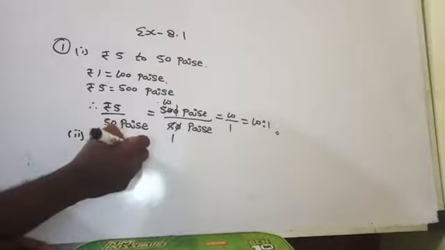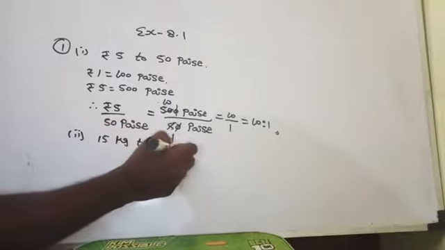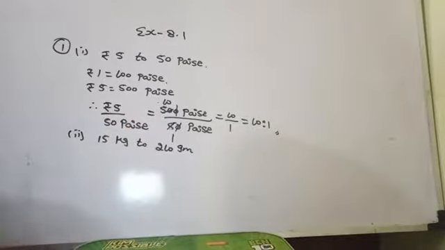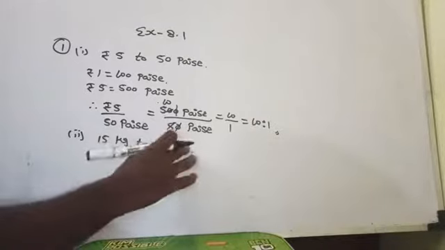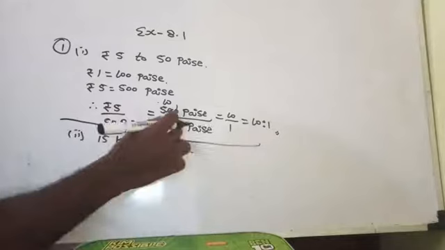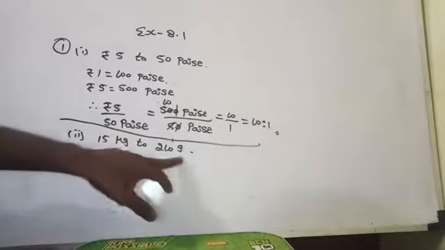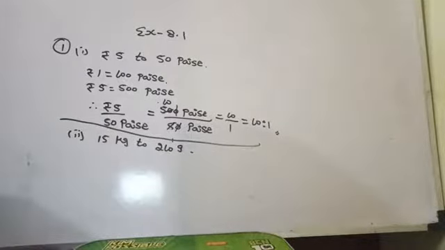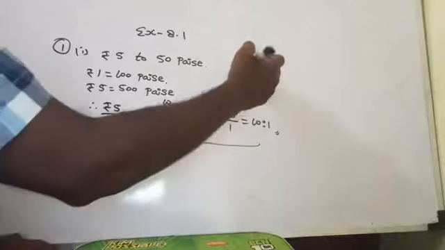15 kg to 210 grams. Here also the units are not the same. Here it is given in kilogram, here it is given in gram. So you have to convert either kilogram into gram, otherwise gram into kilogram. Please remember, I already told you this.